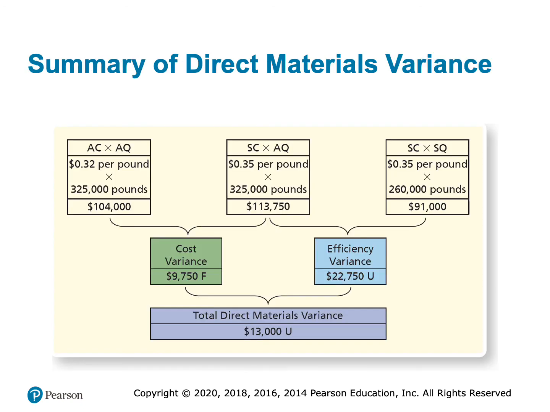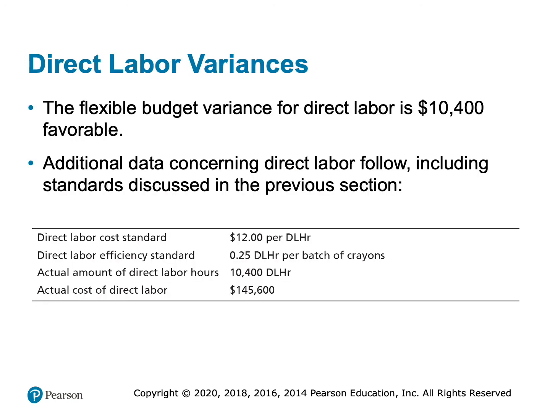So again, here's our summary of our variances, and they look like what we got. So now let's look at the labor variances. So we already know that the labor variance was 10,400 favorable. Some more data that we know is that the direct labor cost standard is $12 per hour. The direct labor efficiency, so we said it should take 0.25 of an hour, or 15 minutes really, to produce a batch of crayons, 15 minutes of hands-on time. The actual direct labor hours were 10,400, and the actual cost of direct labor was 145,600.